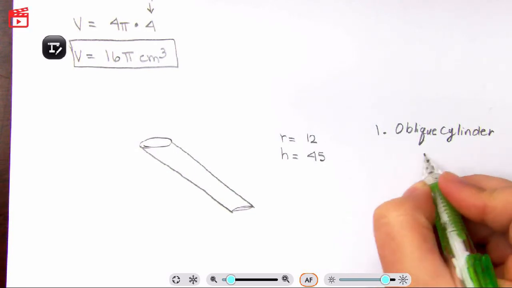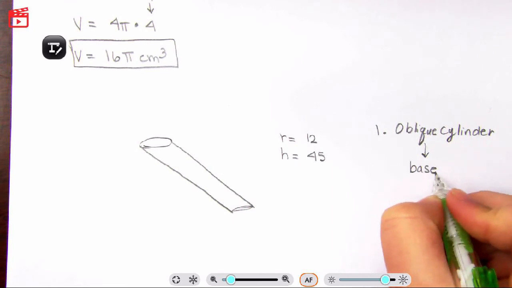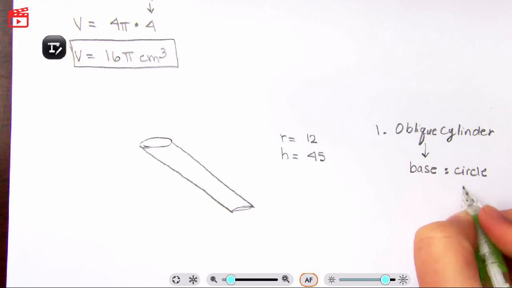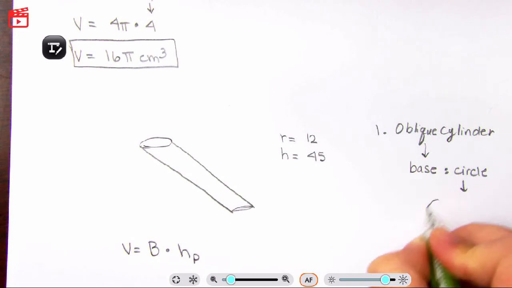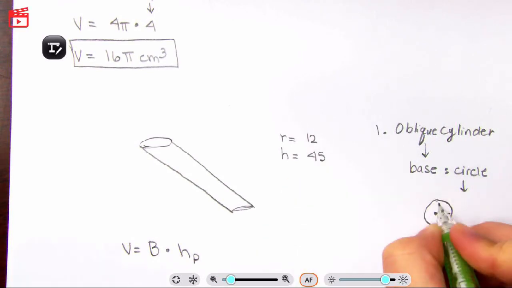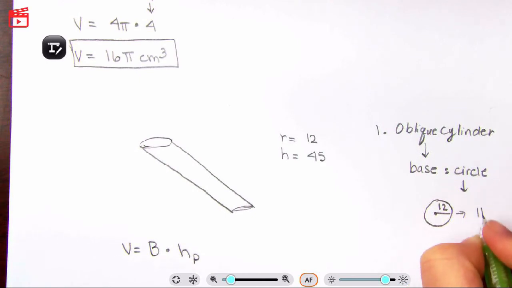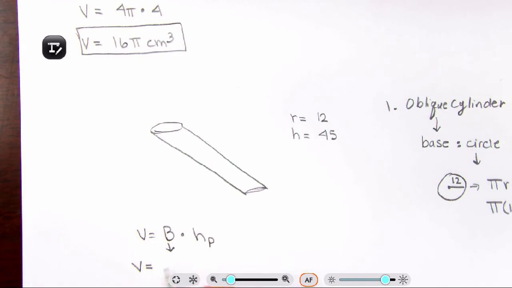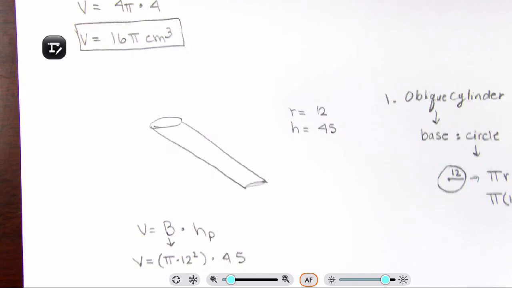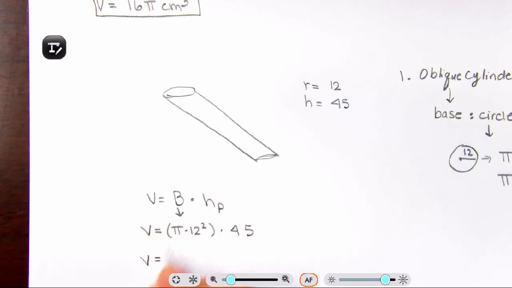All right, our base is still a circle. That doesn't change. We know that we need the area of the base times the height of the prism. So here's our circle. We know our radius is 12. So then we have pi r squared. So we have pi times 12 squared. So then we have area of the base, which is, we said, pi times 12 squared. And the height of the prism they told us, which is 45. Again, multiply everything out, keep the pi.